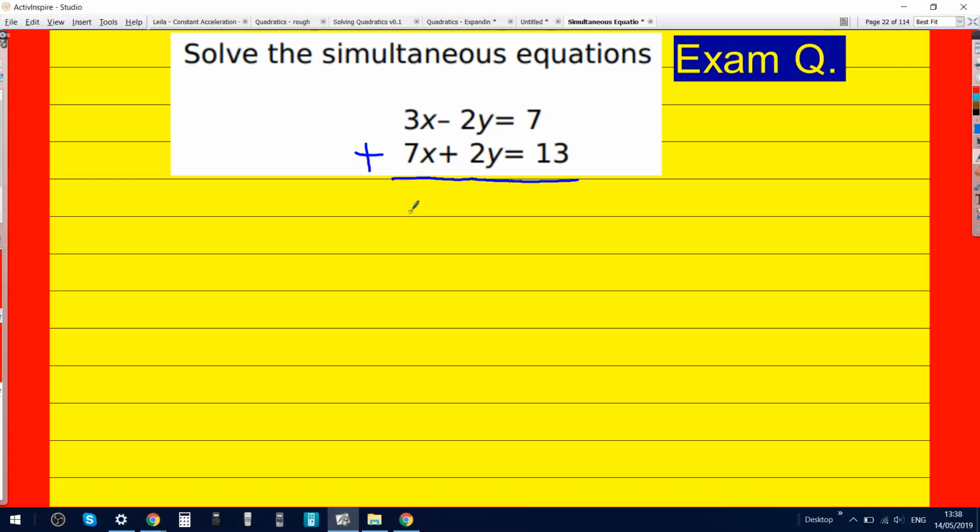So it's plus 2y. So add them. So it's 10x. So we've gotten rid of the 2y. So 10x equals 20. And in order to find out what x is, it's 20 divided by 10, which is 2. X equals 2.